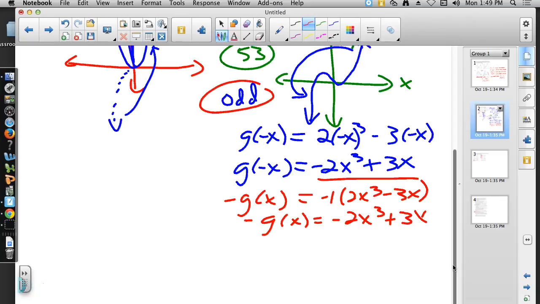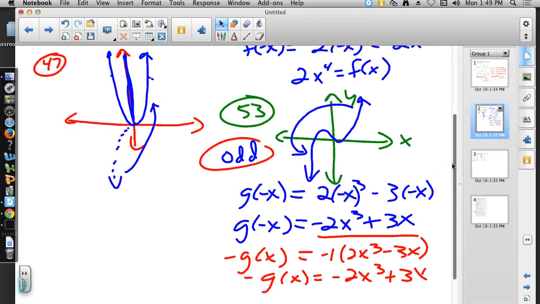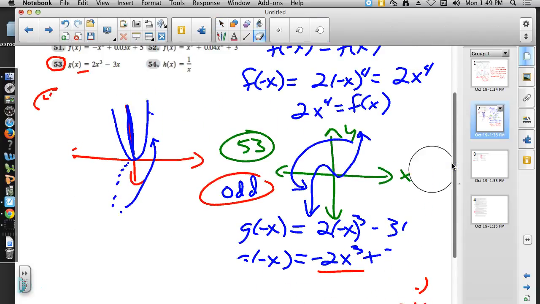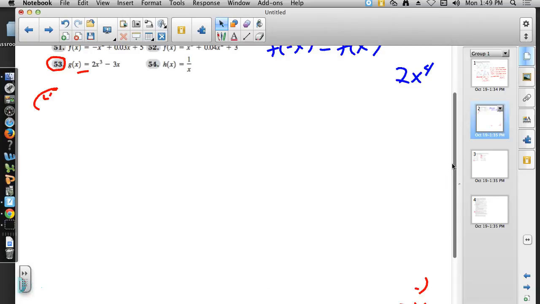So again, even, when we put that through that algebraic test, comes out looking exactly like the original, but odd, when we put it in the algebra test, comes out exactly the opposite of whatever the function originally was. So now, let me do a little erase in here and look at number 54.